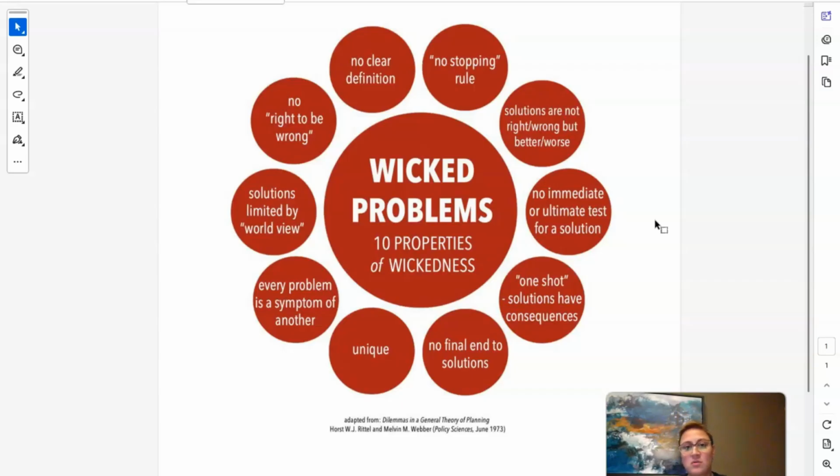There's also the no stopping rule, which you might have talked about in relation to other wicked problems in the course. Climate change is a really good example of one that has this no stopping rule applied, which is that there's not an inherent logic as to when the problem is solved.